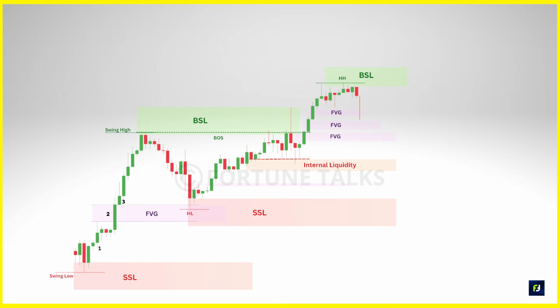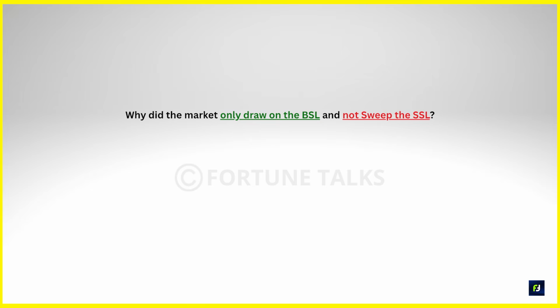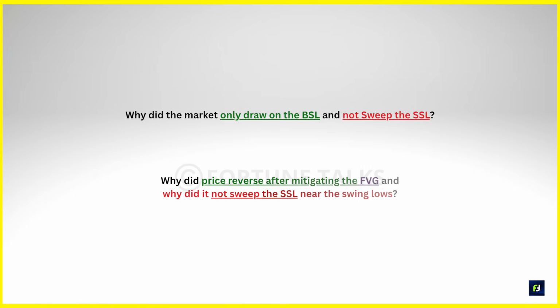You can observe that the price has retraced back and mitigated the inefficiency associated with the fair value gap, and again it reversed direction and started to move higher to draw on the buy-side liquidity available near the swing high level. Now, you can ask me a few logical questions. Why did the market only draw on the buy-side liquidity, and why did it not sweep the sell-side liquidity? Or why did the price reverse after mitigating the fair value gaps, and why did it not sweep the external liquidity pool near the swing lows?